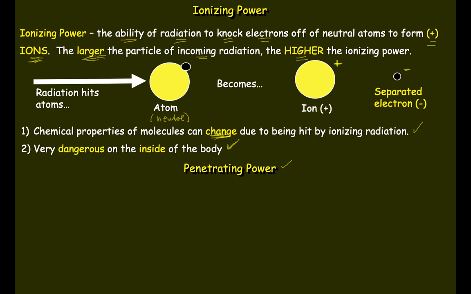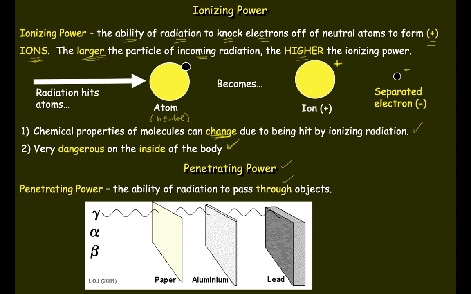Penetrating power is exactly what it sounds like. This is the ability of radiation to pass through an object. Sometimes radiation can be blocked by objects, sometimes it goes through. This little animation usually should be moving, but in this material it's not. These are different types of radiation we're going to go through in a few minutes: gamma rays, alpha particles, and beta particles. In this case, you have paper, which is fairly thin, aluminum, which is a little thicker, and then lead, which is a thick piece of dense substance. Gamma rays will pass through paper, through aluminum, and be blocked by lead.